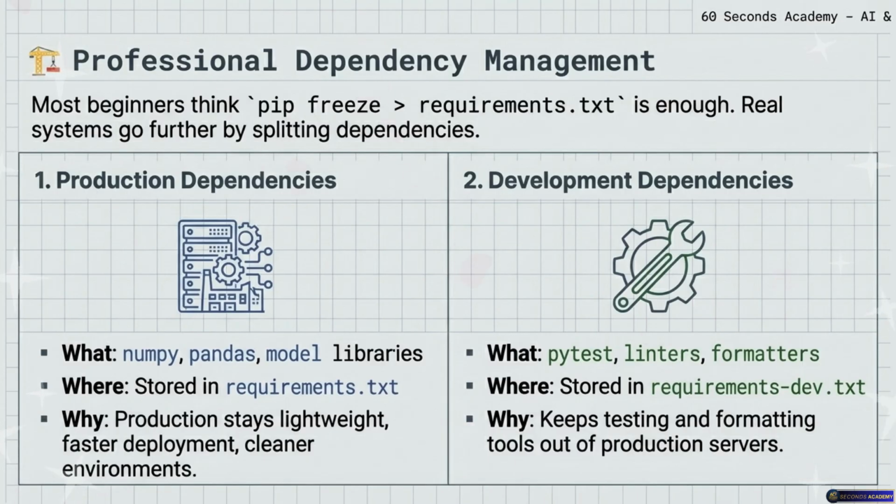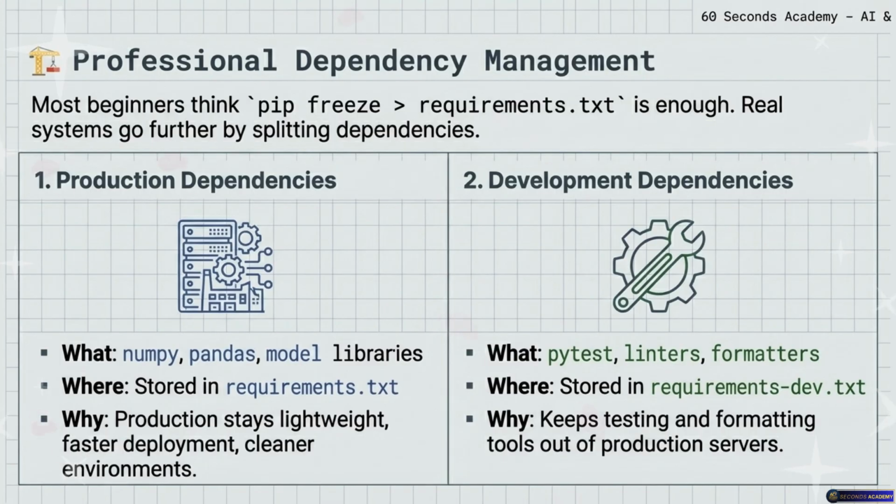Ah, I can see how that happens. If I just freeze everything in my environment, aren't I also packing up all the messy development and testing tools I use? Exactly. Like the formatting tools, the syntax checkers, the local testing frameworks. None of those actually help the machine learning model make predictions. You hit the nail on the head. In professional dependency management, we strictly separate dependencies into two distinct categories. Okay, what are they? First, you have production dependencies. These are the core libraries your code literally cannot function without, like NumPy, pandas, model libraries. These live in your main requirements.txt file.